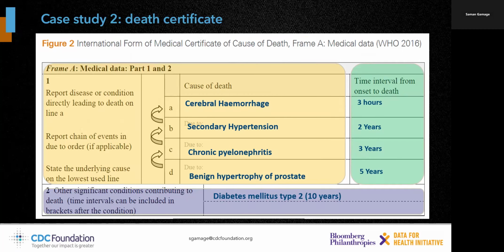So this is how the death certificate is completed for the previous case study 2. 1A cerebral hemorrhage, 1B secondary hypertension, 1C chronic pyelonephritis, 1D benign hypertrophy of prostate, and in part 2, diabetes mellitus type 2 as a contributory cause. And you can see the time intervals are also recorded.